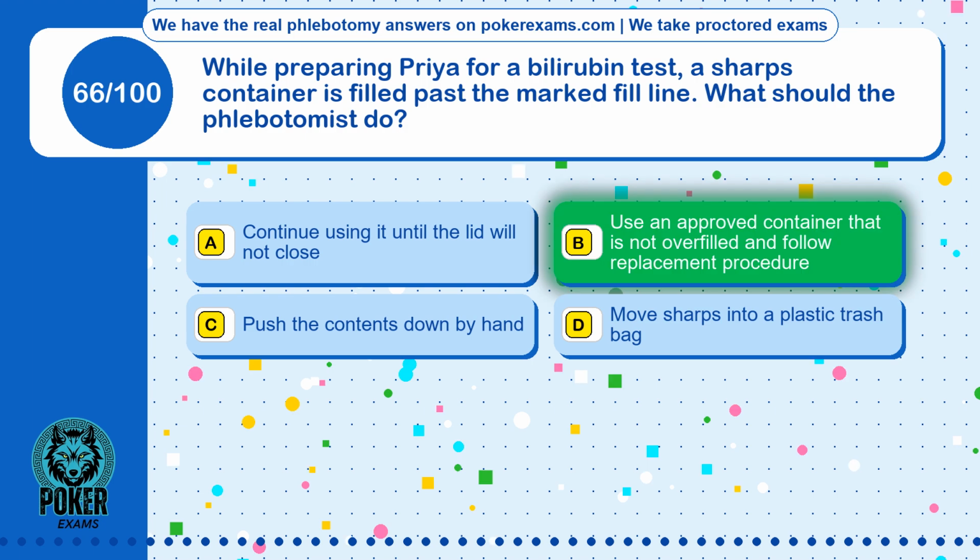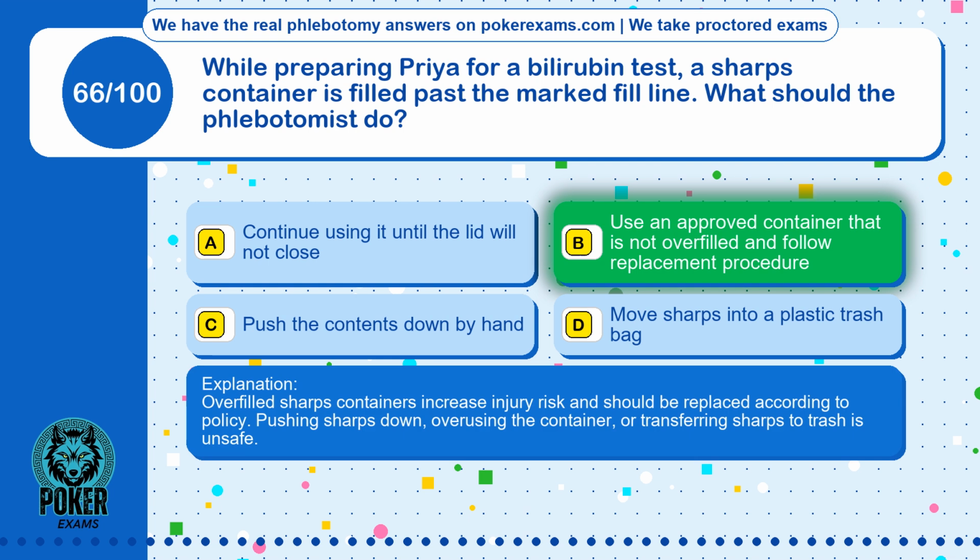The correct answer is option B. Use an approved container that is not overfilled and follow replacement procedure. Overfilled sharps containers increase injury risk and should be replaced according to policy. Pushing sharps down, overusing the container, or transferring sharps to trash is unsafe.